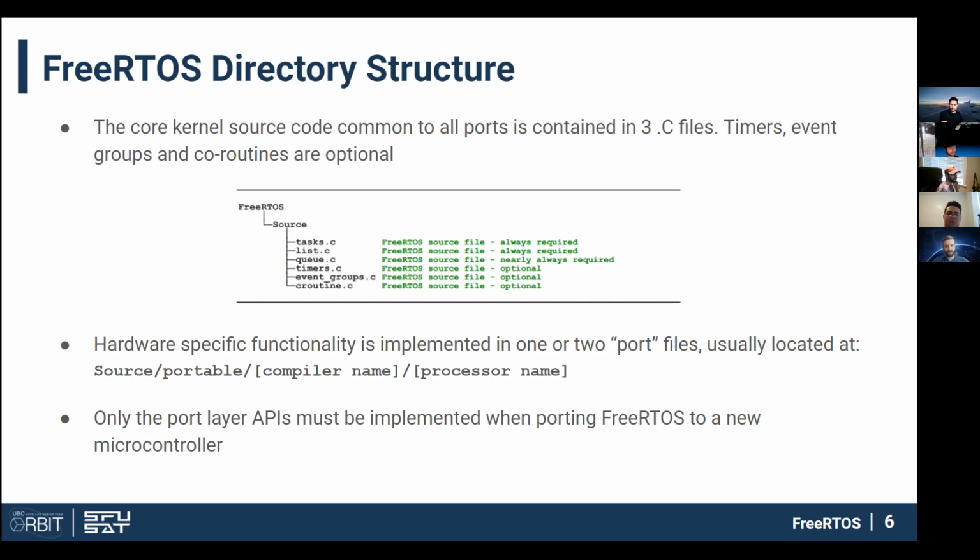Any hardware-specific functionality is implemented in the port layer, which is usually in a path shown here, right? It's defined for a given compiler and a given processor. So when you want to port FreeRTOS to a new architecture, you only need to implement the port layer APIs, which makes it very convenient. Say in a year or 2 years from now, UBC Orbit's working on the next iteration of Aliasat or whatever it might be. Any code that we write that runs in FreeRTOS will be able to run in this new system as long as it uses FreeRTOS. And all we need to do is re-implement the port layer APIs.